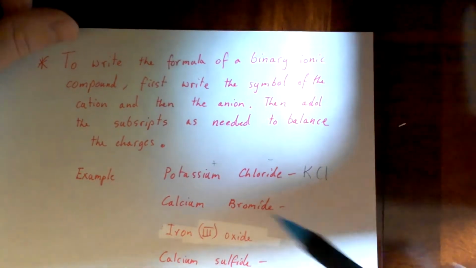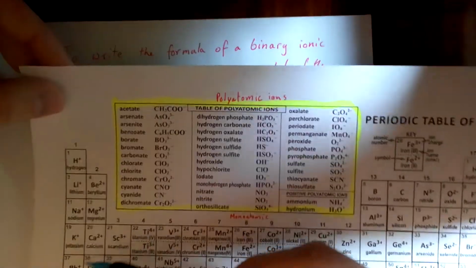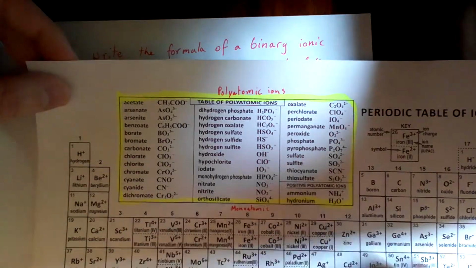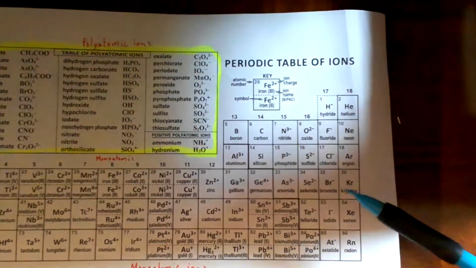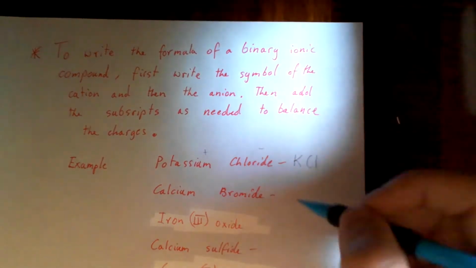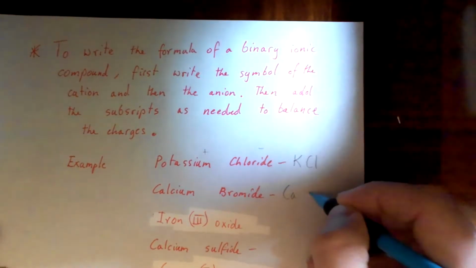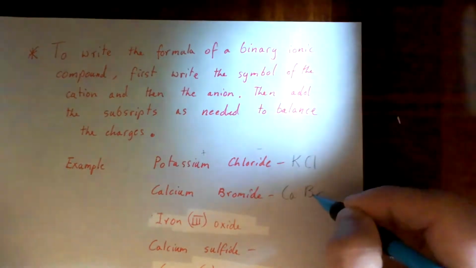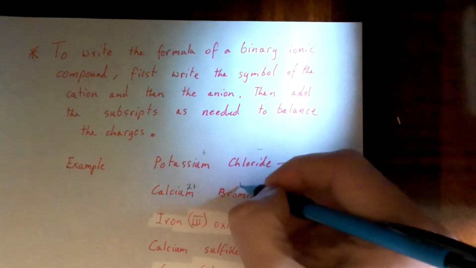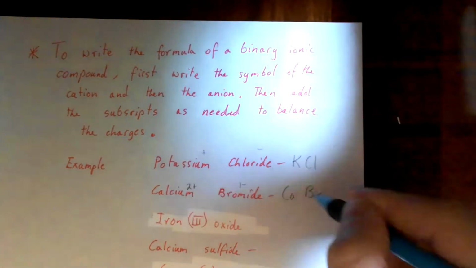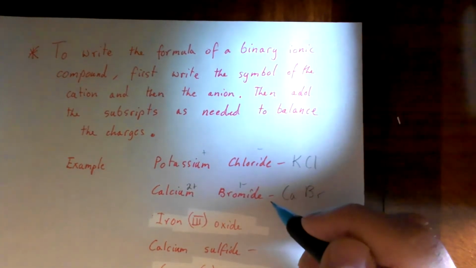Let's do calcium bromide. If we look at the periodic table, the symbol for calcium is Ca, and bromide is Br. Calcium has a 2 plus charge, bromide has a 1 minus charge. I'm going to write the symbols first. So how many calciums and bromides do I need? What's going to be the ratio here?